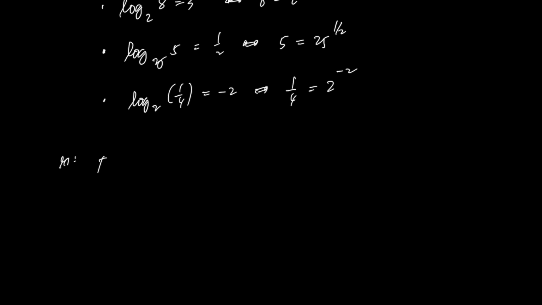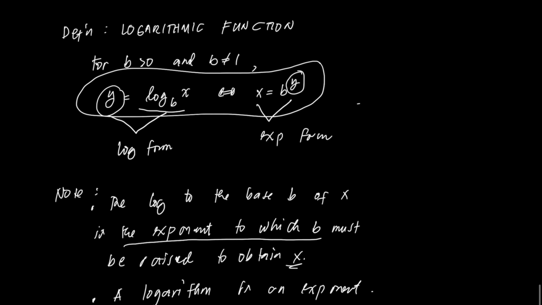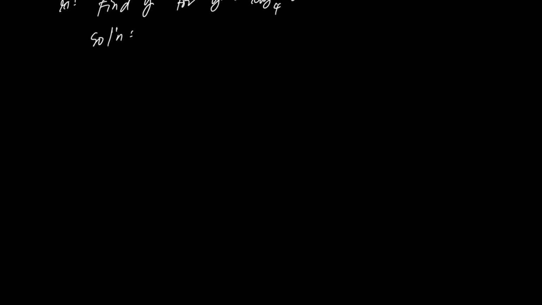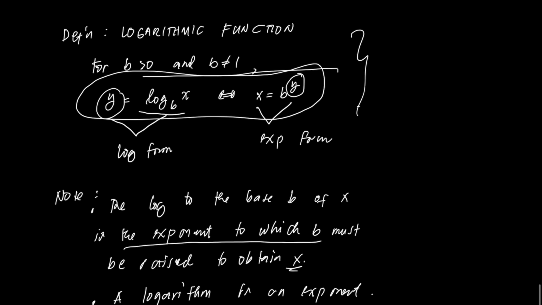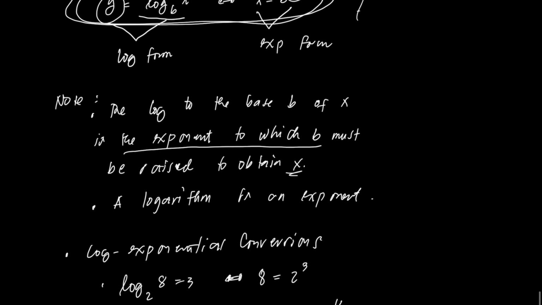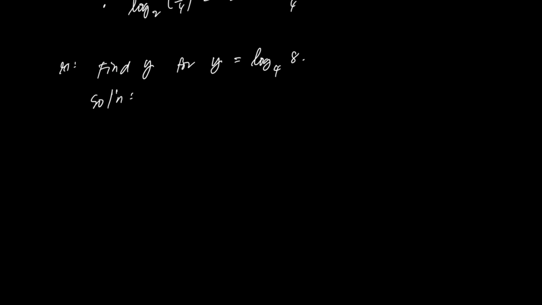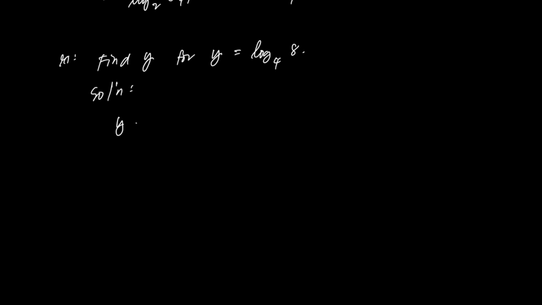So example in solving: find y for y equals log to the base 4 of 8. So how do we do that? We will use this definition of logarithmic functions. So do not forget this relationship, guys, of the logarithmic form to exponential form, or exponential form to logarithmic form. So y equals log to the base 4 of 8.